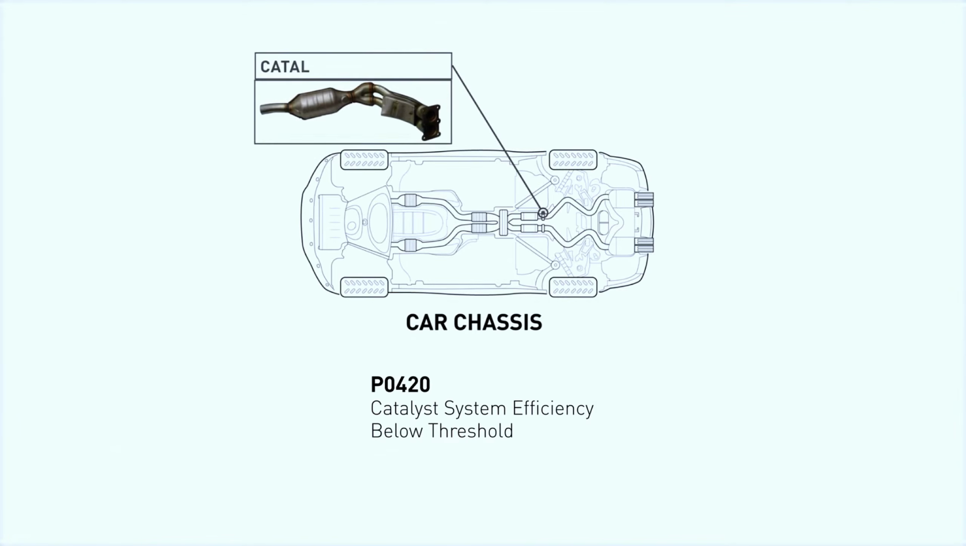The P0420 code signals a low catalyst system efficiency. This code suggests that the oxygen levels are below the desired threshold on bank 1, which most often results from problems with your car's exhaust or fuel systems. It can sometimes be tricky to diagnose.